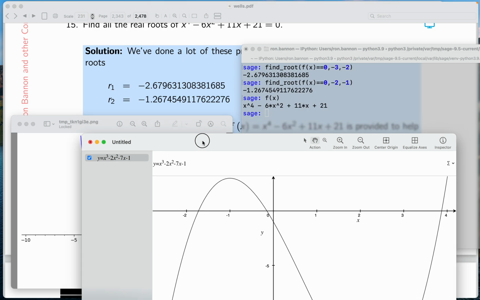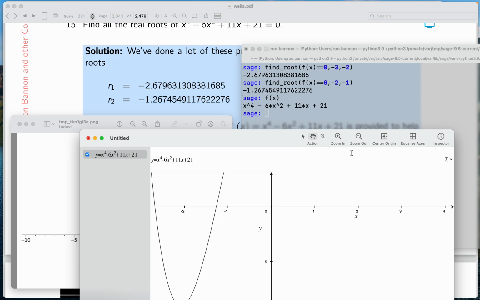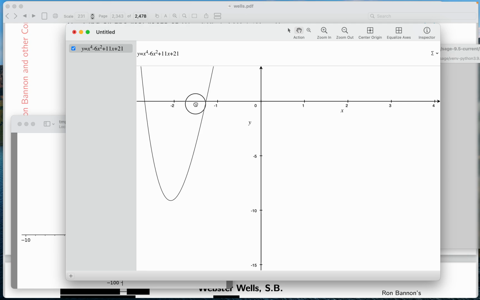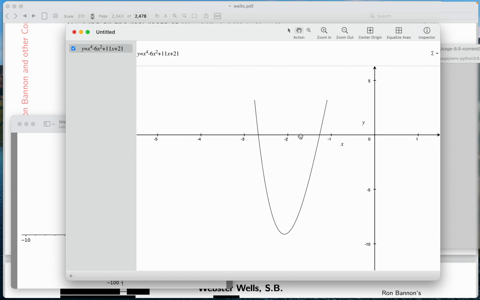And Grapher is this application that I kind of like. And what are we doing? x^4 minus 6x squared plus 11x plus 21. But I notice that students are often confused by software. They're looking at something, gee whiz, what happened there? Well, we just graphed it out. I'm pulling this around. See how much easier it is to pull around, by the way, right? You can also, if you want, you can zoom in.